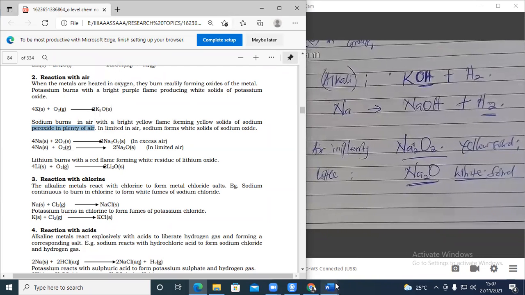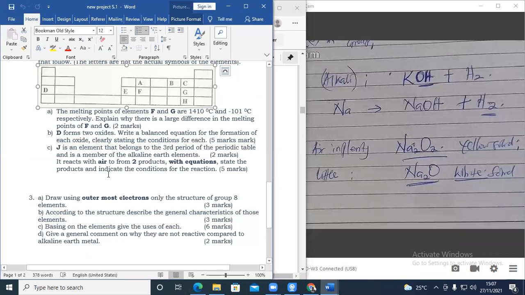Now back to this question. The question is saying D forms two oxides. Is D sodium or another element? It's sodium. So in excess air, it gives us a peroxide. In little air, it gives us an oxide. So those are the two reactions there.